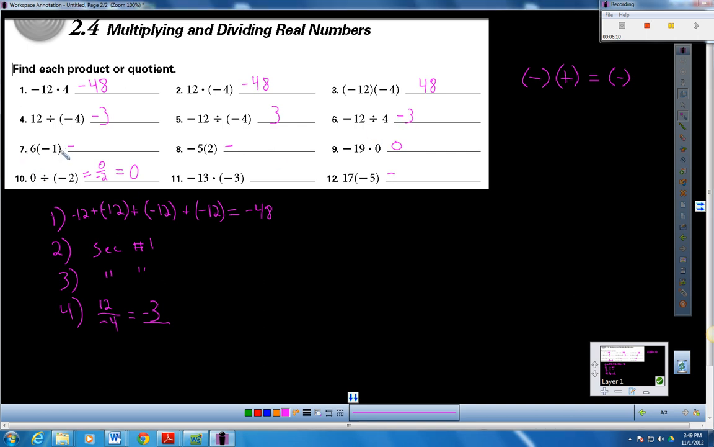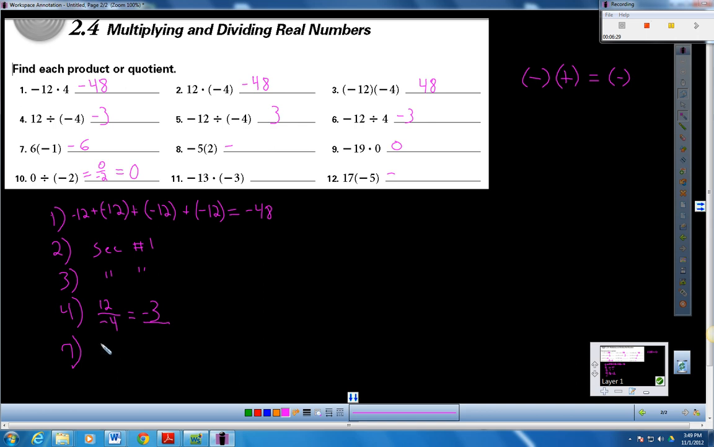6 times negative 1, I know that's just negative 6, by the identity property. Now I know you're thinking, Mr. Claxton, that's not the identity property. You're not multiplying by 1 there. But if I come down here and show you the work, I can show you how I can use mathematics to change that around so I am using the identity property.